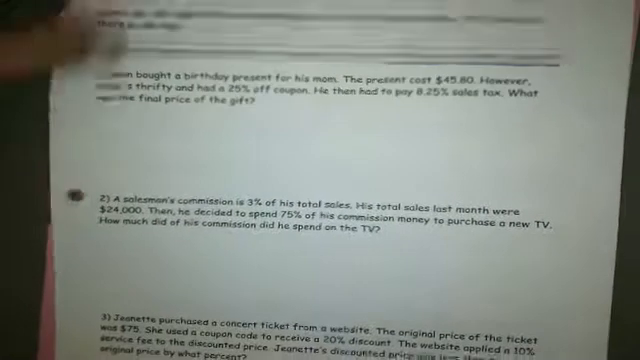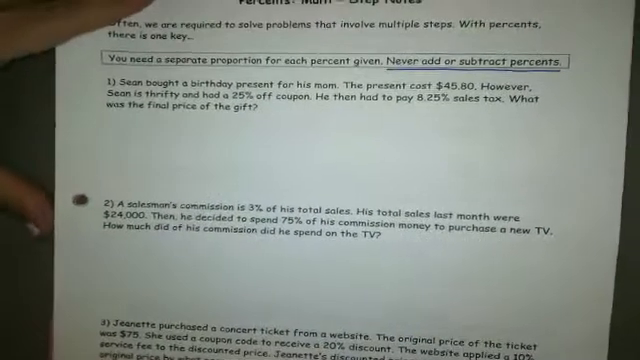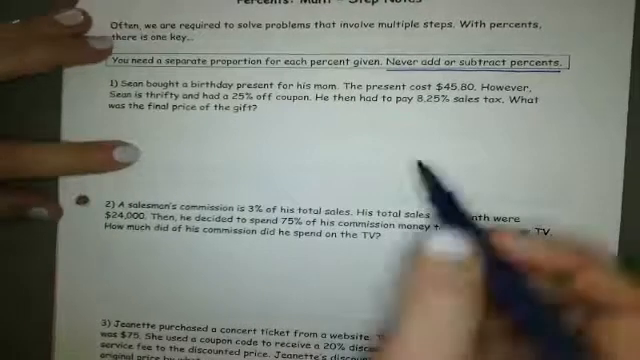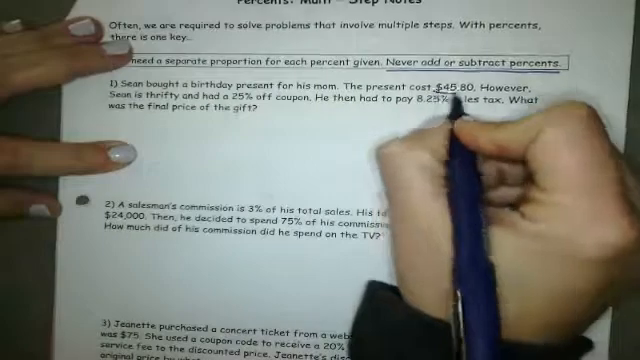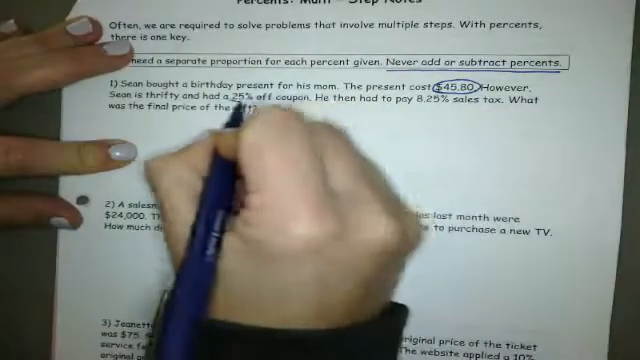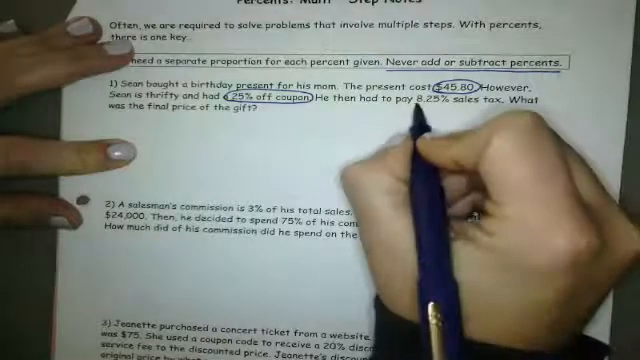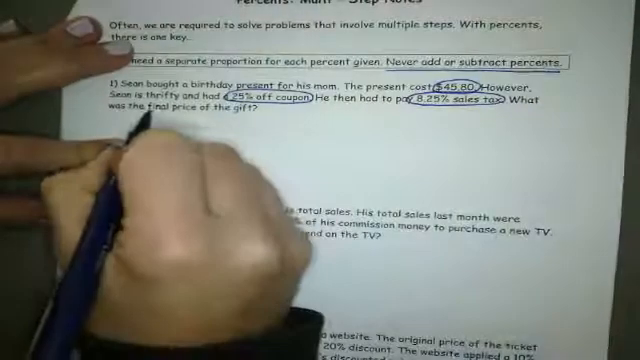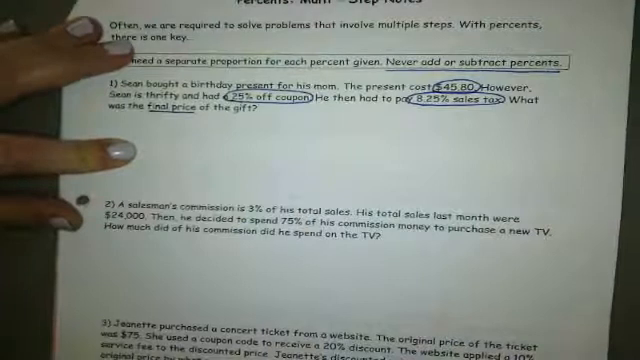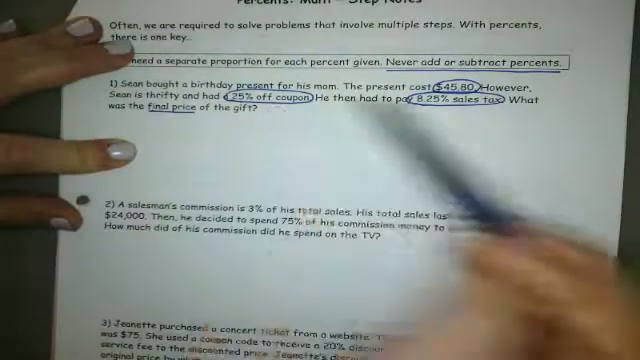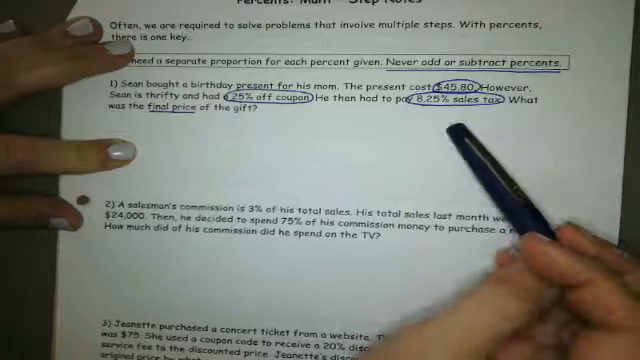All right, so I'm going to do these three with you, and then your homework will be the next page, which is page 28. Number 1 says, Sean bought a birthday present for his mom. The present cost $45.80. However, Sean is thrifty and had a 25% off coupon. Then he had to pay 8.25% sales tax. What is the final price of the gift? So you can see how this is multi-step, because first we have to figure out this coupon and then we have to add sales tax.